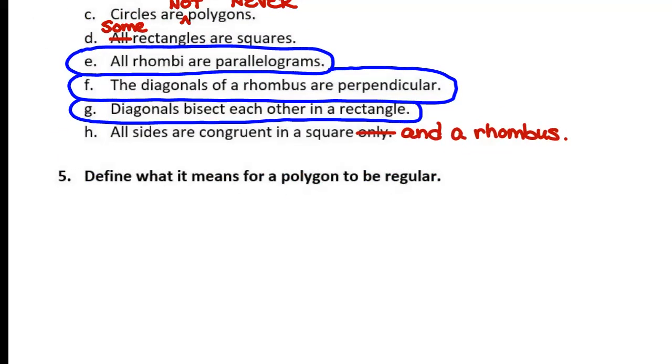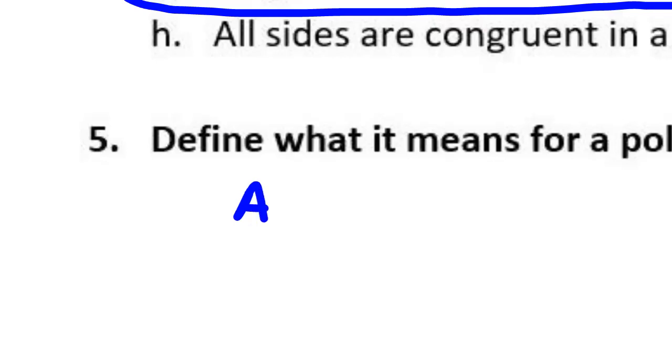Last one on this side, and next to last problem that we're going to talk about. Define what it means for a polygon to be regular. What does it mean when we say we have a regular polygon? All sides and angles are congruent.